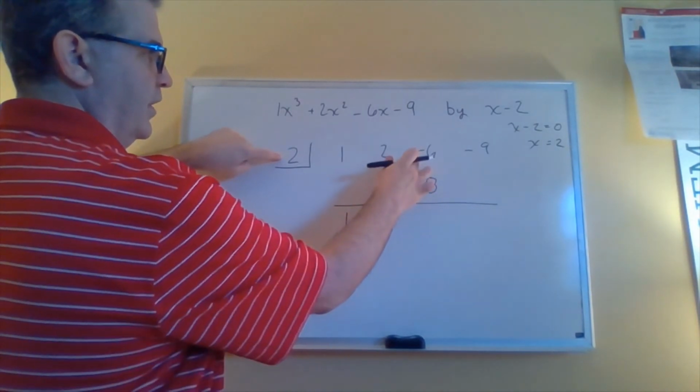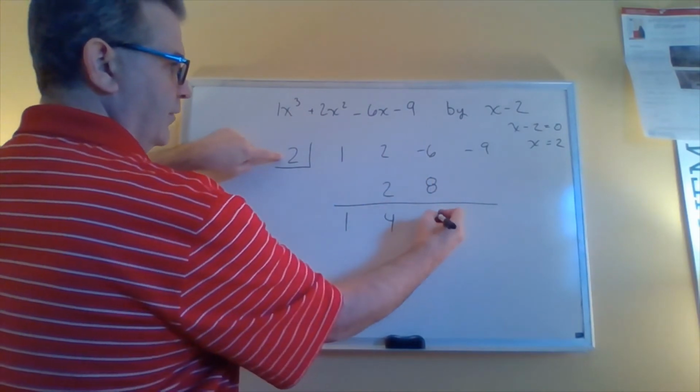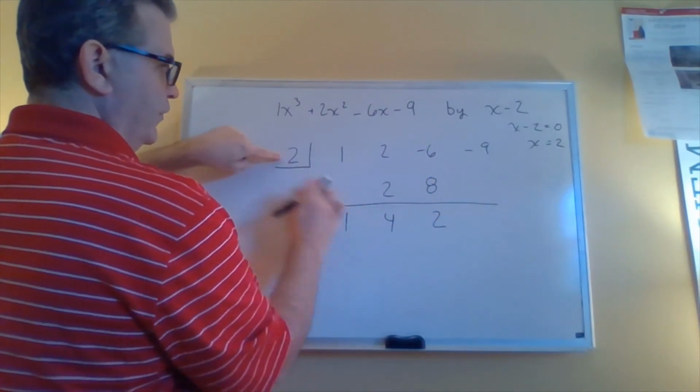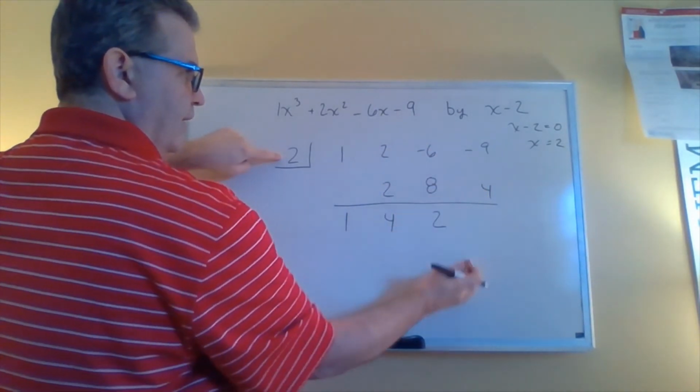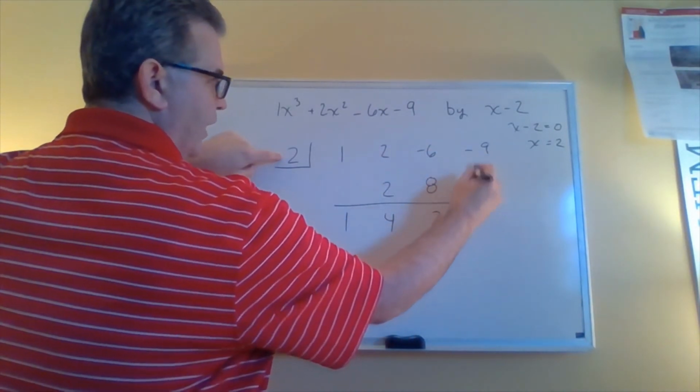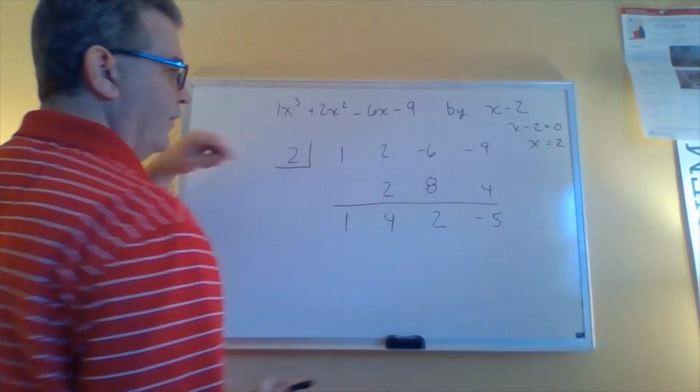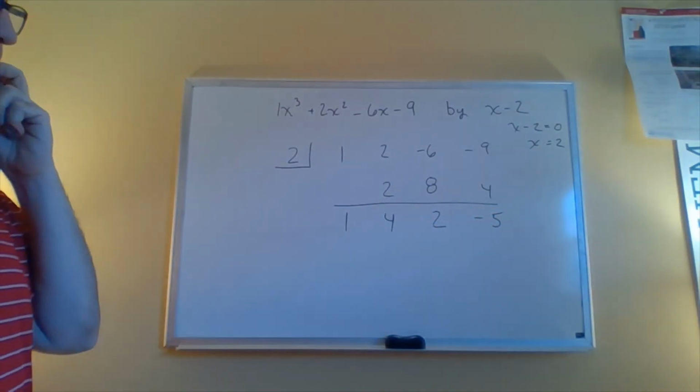So we have -6 plus 8. That's going to give us a positive 2. So we'll have 2 times 2, that's 4. We'll write that above the bar. Adding that column, -9 plus 4 is -5. So there's our answer.